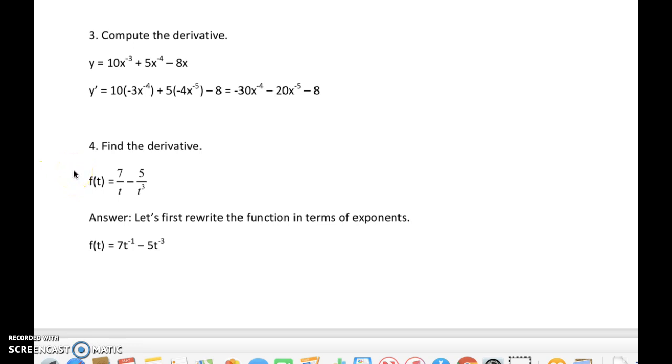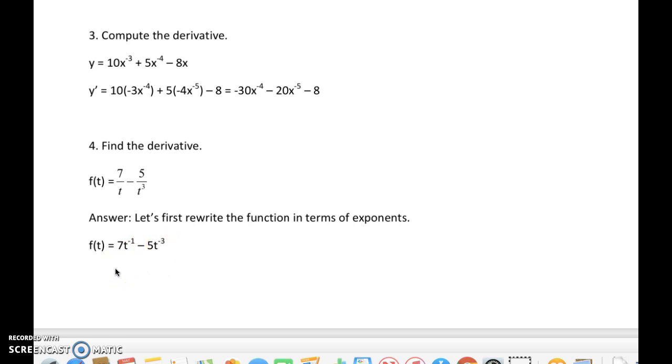functions that are fractions. So if f of t is equal to 7 divided by t minus 5 divided by t cubed. And the best way to deal with something like this is to rewrite the function in terms of exponents, whether they're positive or negative. And so when we rewrite this function, we have f of t is equal to 7t to the negative 1, because t is in the denominator, minus 5t to the negative 3, again because that t cubed is in the denominator.